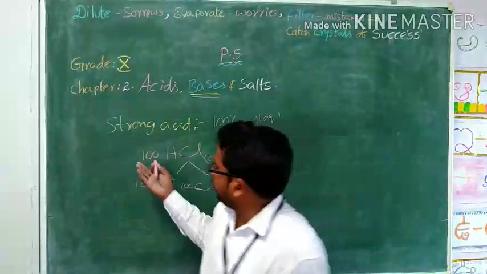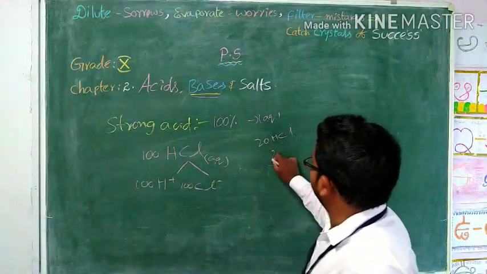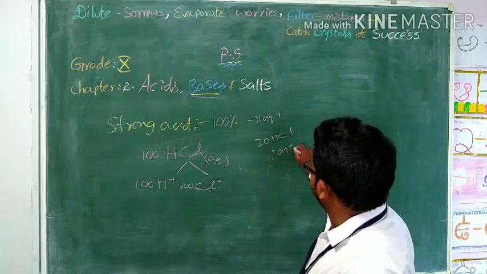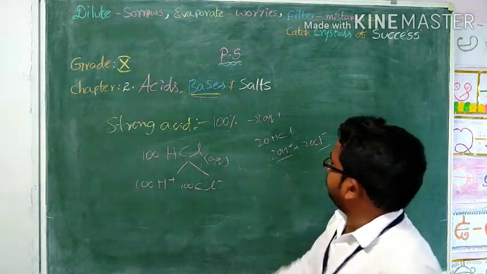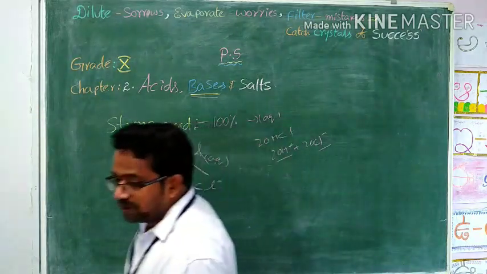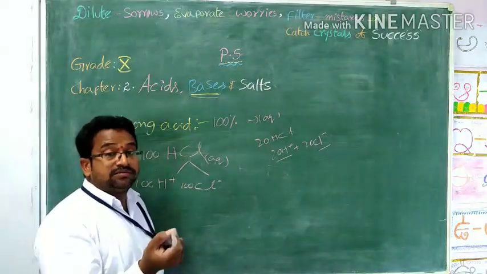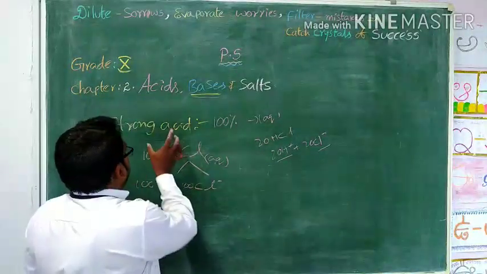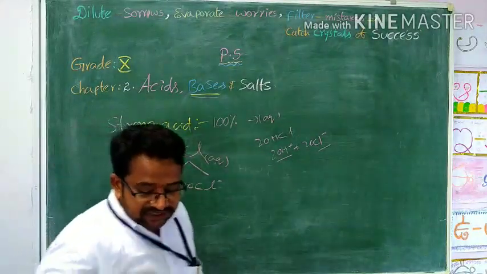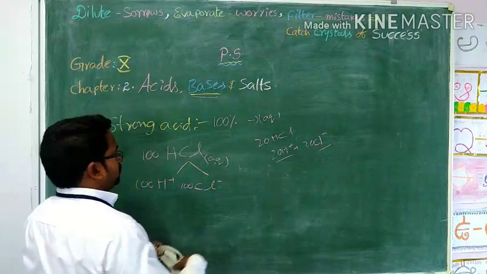So the acid which is completely ionized. If I take only 20 HCl molecules, then what happens? 20 H plus and 20 Cl minus will form. If I take 200, 200 H plus and 200 Cl minus. If I take only one, one H plus and one Cl minus. So strong acid means the acid which is completely ionized in the presence of aqueous solution.